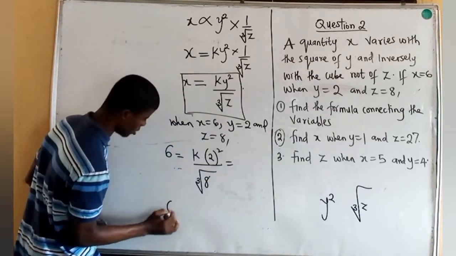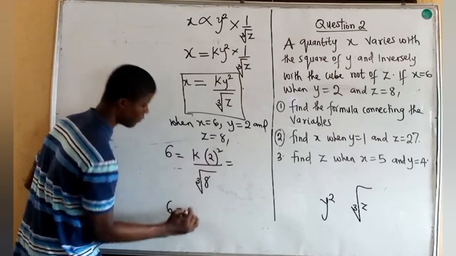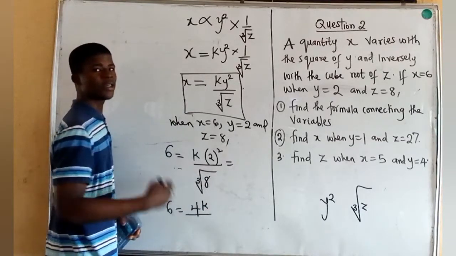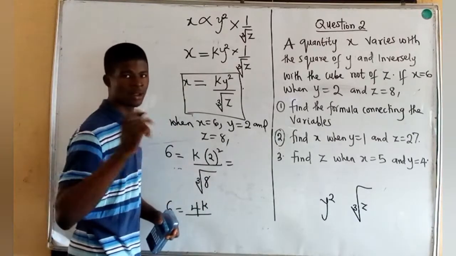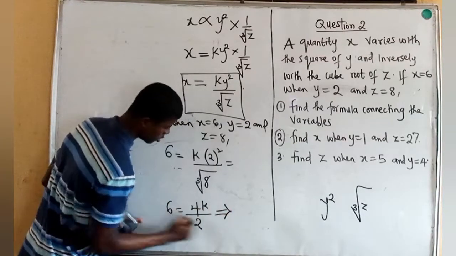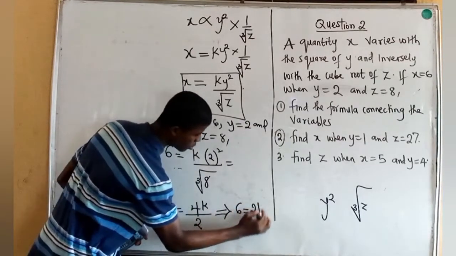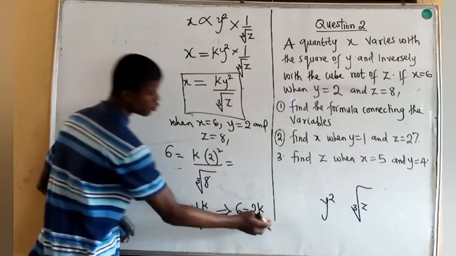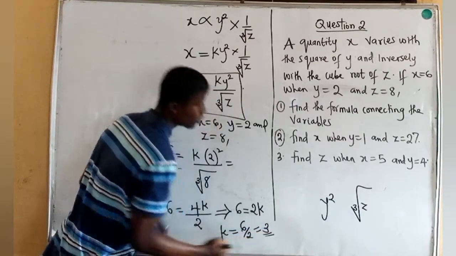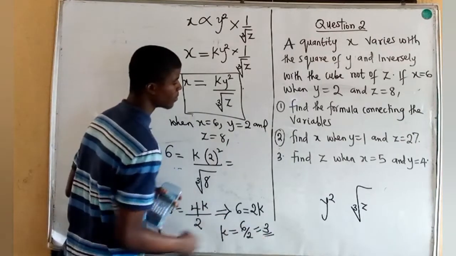Let's go. So this is 6 is equal to 2 squared is 4. So k times 4 is 4k. 4k all over the cube root of 8 is 2. That is a number you multiply by itself 3 times to give you 8. That's 2. Now, what will this give us? 6 is equal to 4k divided by 2 is 2k. And by the time you divide both sides by 2, k will be equal to what? Now 6 over 2, that's 3. So the constant of proportionality, as far as this question is concerned, is 3.